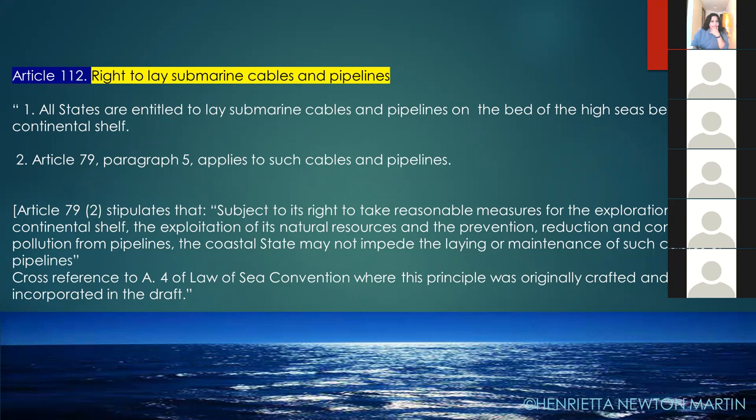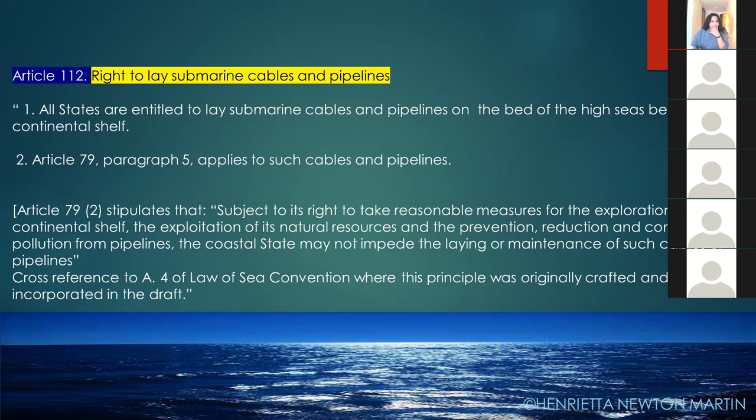Now, Article 112 talks about the right to lay submarine cables and pipelines. All states are entitled to lay submarine cables and pipelines on the bed of the high seas beyond the continental shelf. Article 79, in fact paragraph 5, applies to such cables and pipelines. So what does Article 79 subclause 2 say?